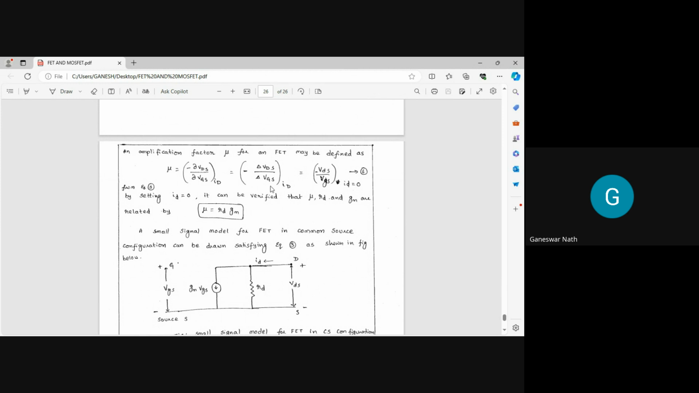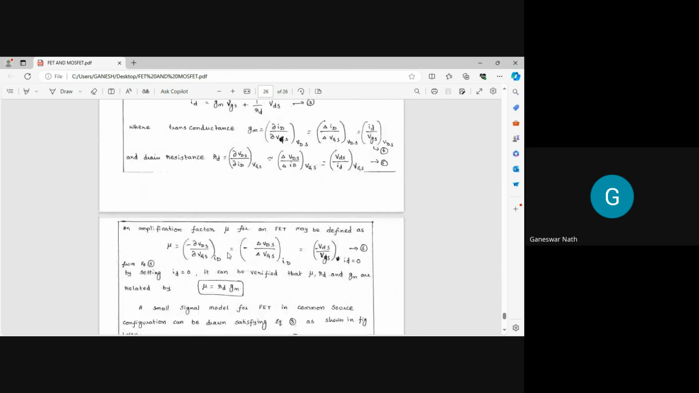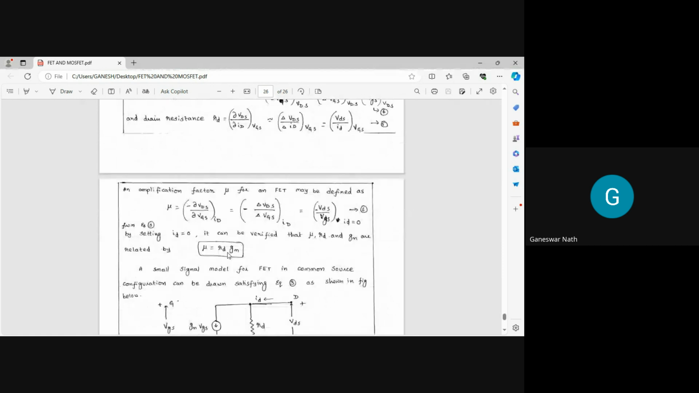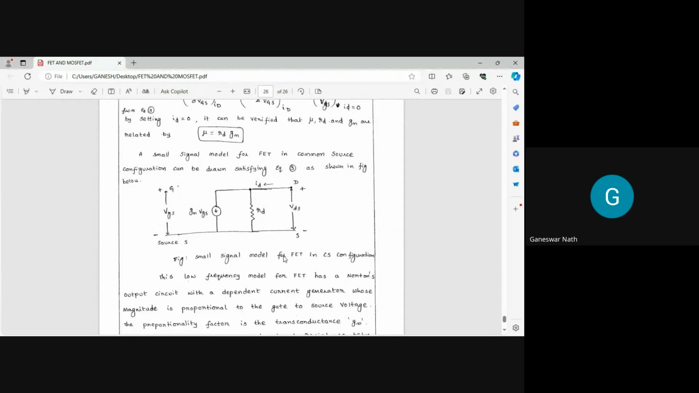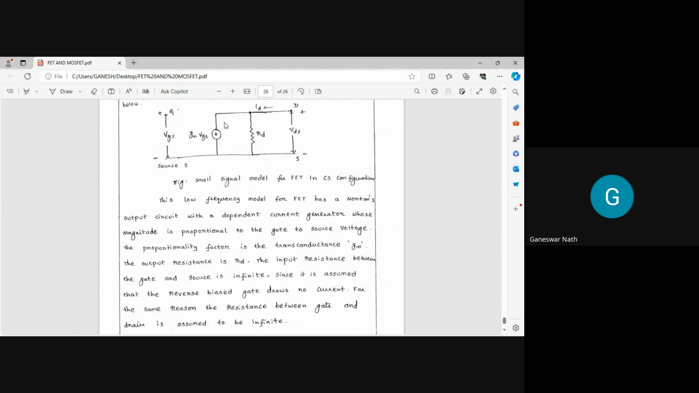This is the characteristic of the FET in common source configuration. This low frequency model for the FET has a Norton's output circuit with a dependent current generator, whose magnitude is proportional to the gate to source voltage. You can find a current proportional to this.